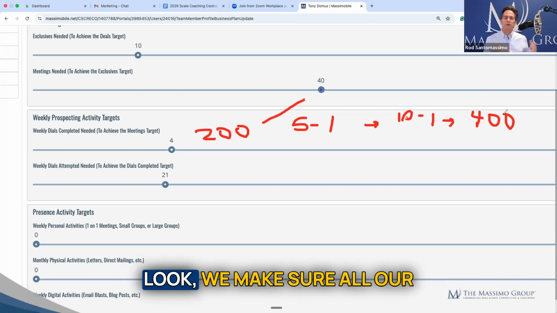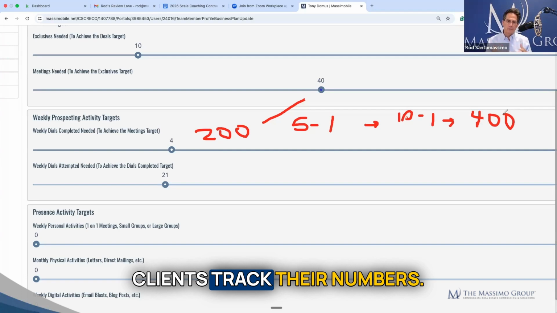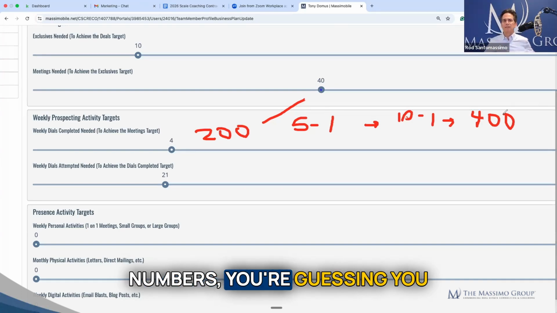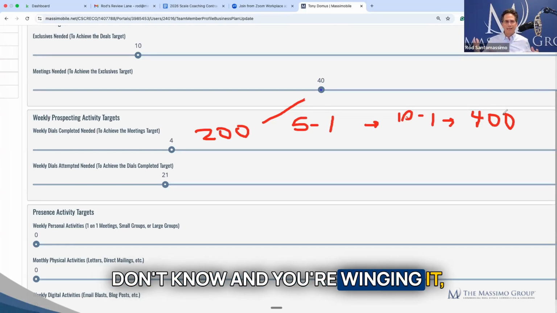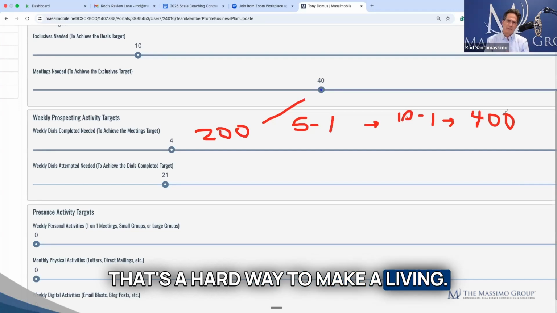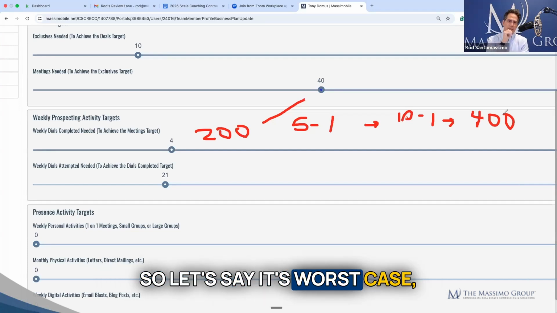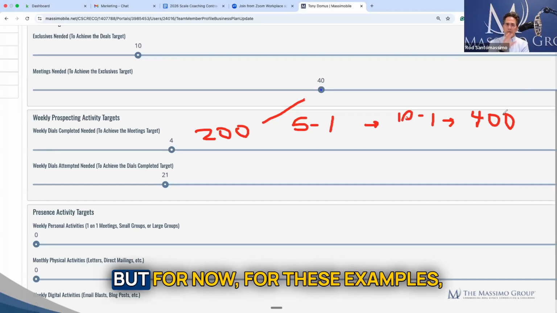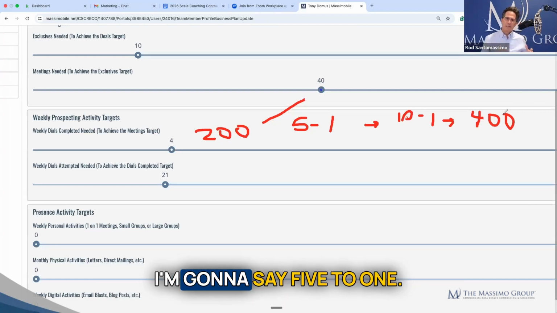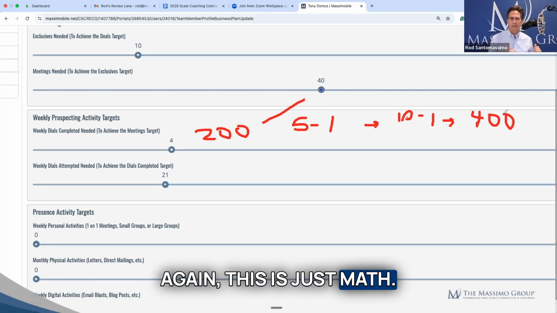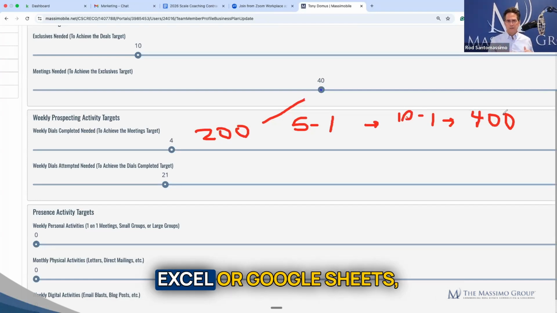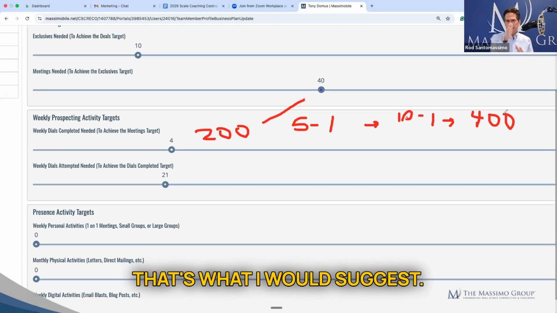We make sure all our clients track their numbers. If you're not tracking your numbers, you're guessing, you're winging it, and that's a hard way to make a living. So let's say it's worst case 10-to-1, 400 conversations. But for these examples, I'm going to say 5-to-1. Again, this is just math. That's why it's so easy in Excel or Google Sheets, whatever your kids use. That's what I would suggest.